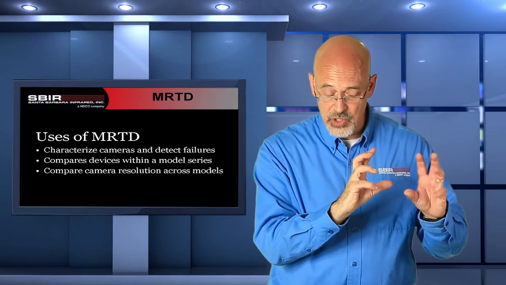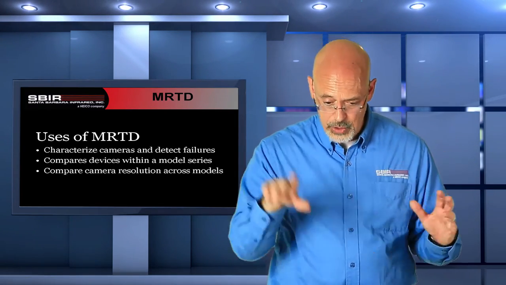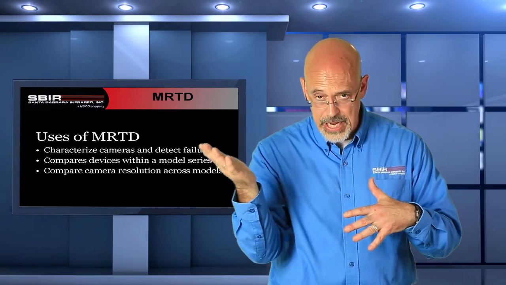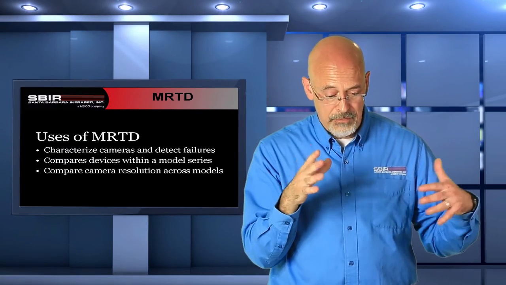And it is modeling when you decide what it is you're going to be looking at, and you have an MRTD curve, and you need to identify how far away something you'll be able to see. That MRTD, or required MRTD, based on your mission, defines the kind of camera you're looking for. So you can compare different cameras with different MRTDs.